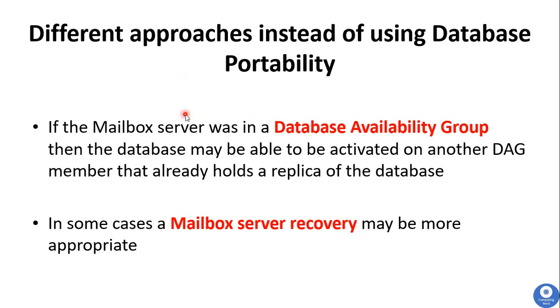The second option is mailbox server recovery. Let's say your Action Server is working correctly and the mailbox database got corrupted. Then you can get a backup copy of that mailbox database and mount it. So these are the steps we will use instead of database portability.